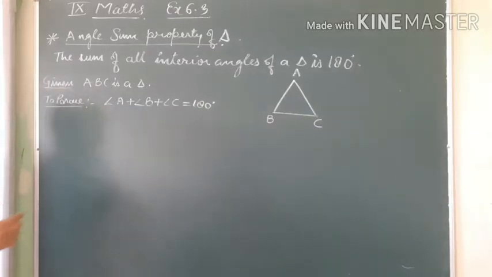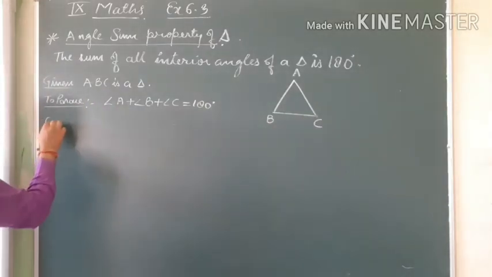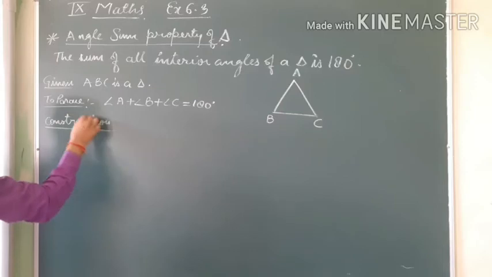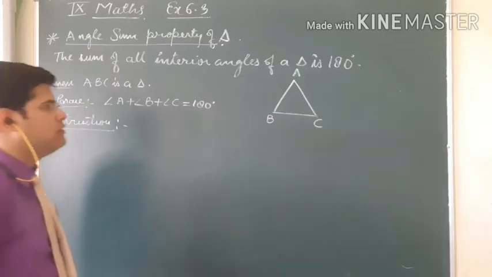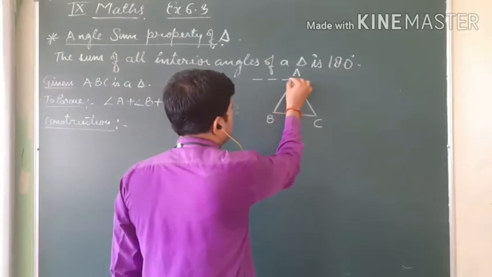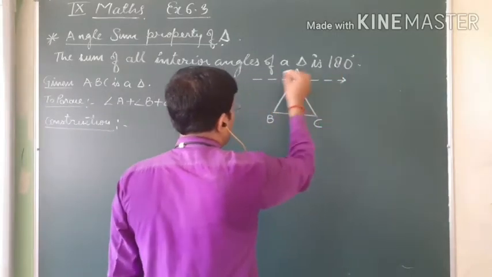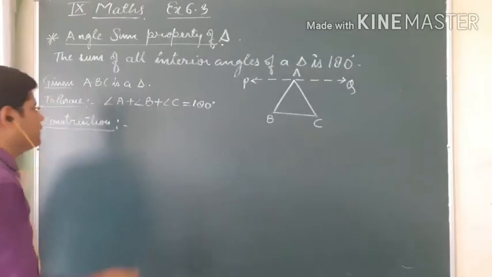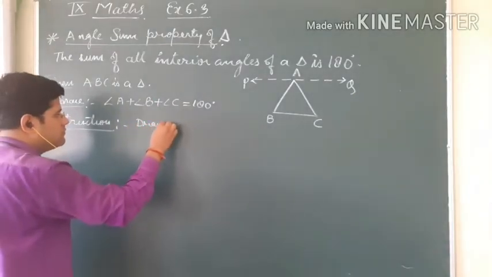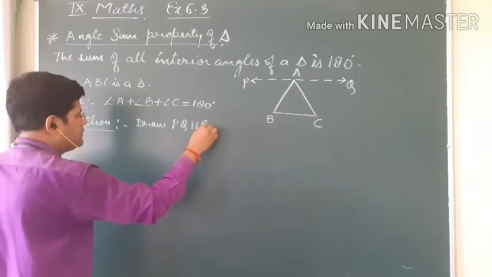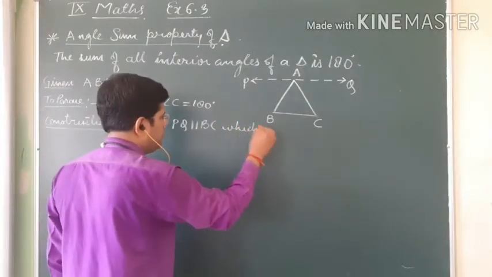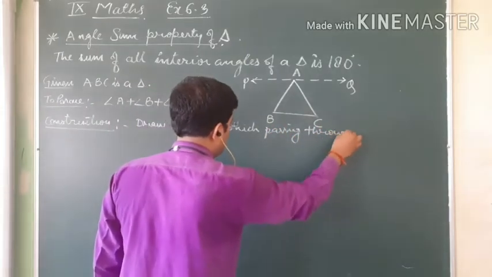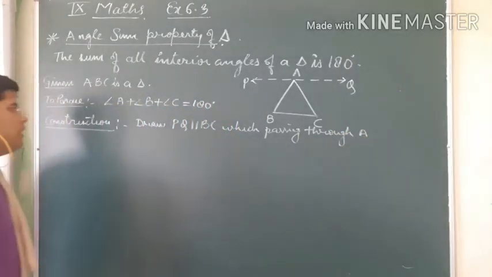Okay, students. We need to do a construction step. So we write here construction step. What construction are we going to do? We draw a line which passes through A and is parallel to BC. So here we can write PQ. Draw PQ parallel to BC, passing through A. Okay, let's start the proof.